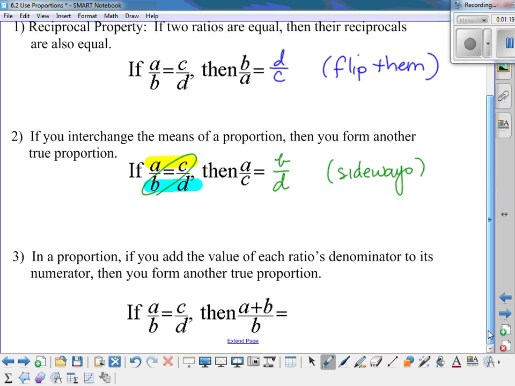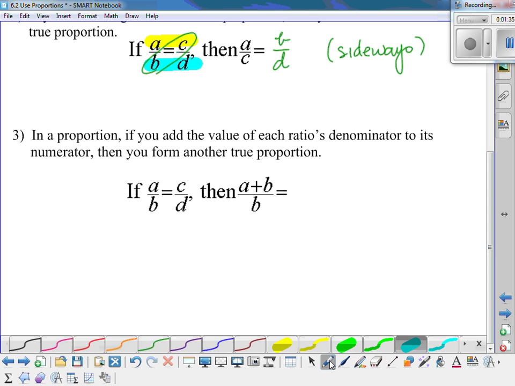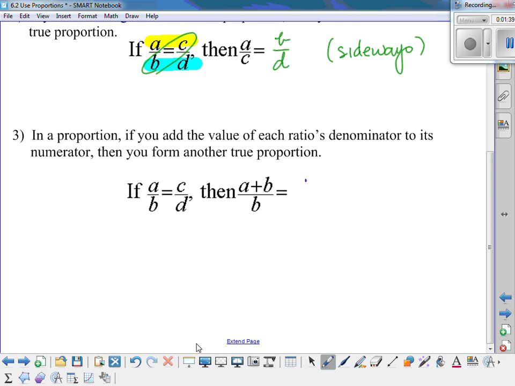And the third property says that in a proportion, if you add the value of the ratio's denominator to its numerator, then you form another true proportion. So if A over B equals C over D, then A plus B over B will equal C plus D over D.